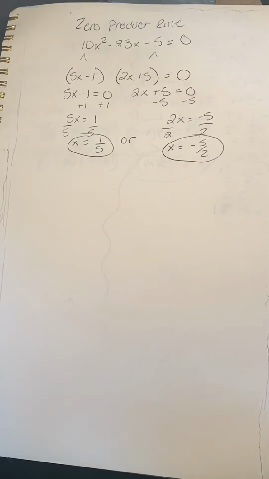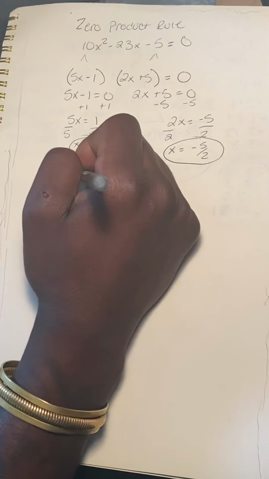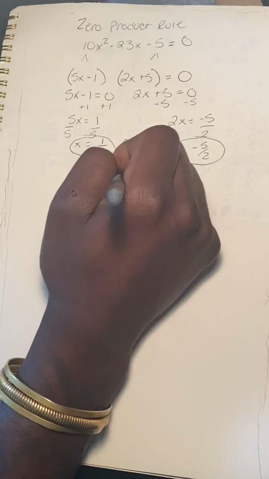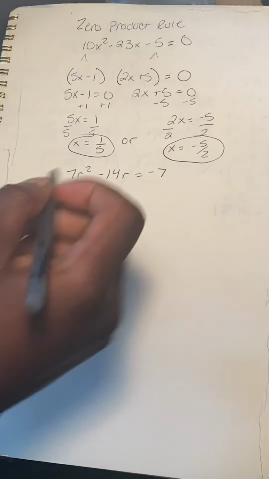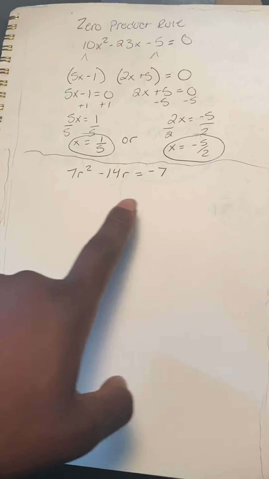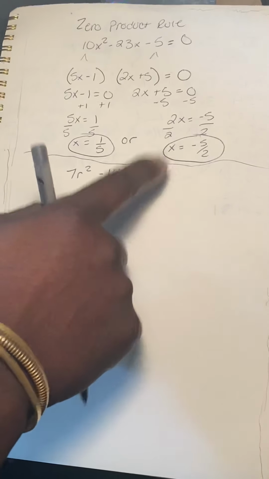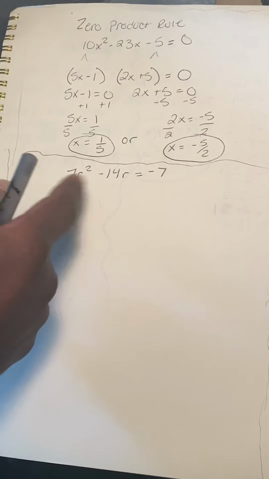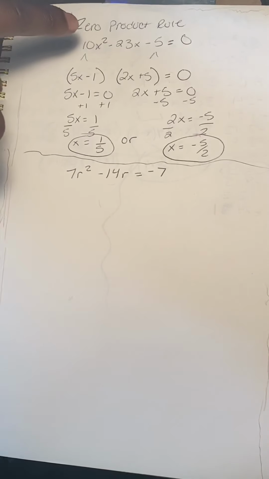Okay. So let's give another example. I'm going to do something like 7r squared minus 14r is equal to -7. Now, in this example, our polynomial expression is on both sides of the equation. So the first thing I want to do is move this -7 over to the rest of its family over here to make a trinomial expression like we had up here.